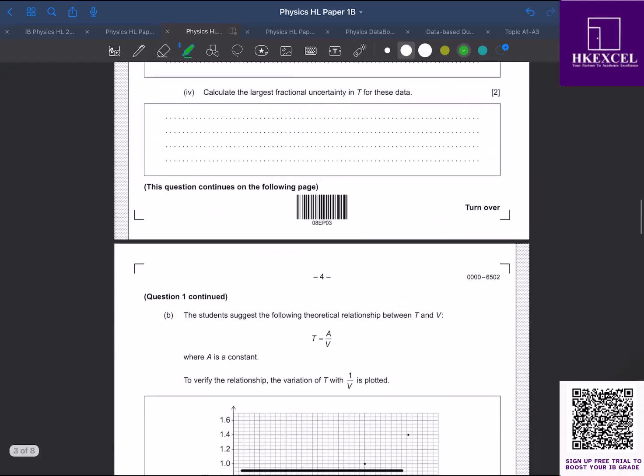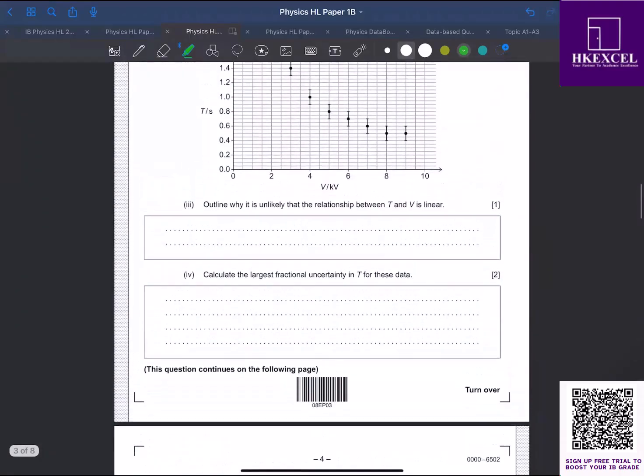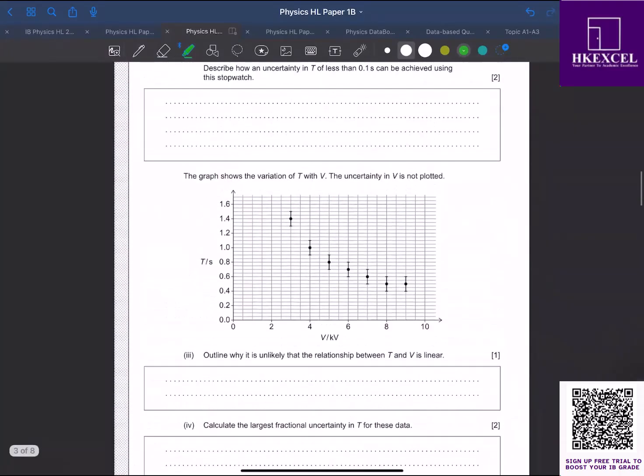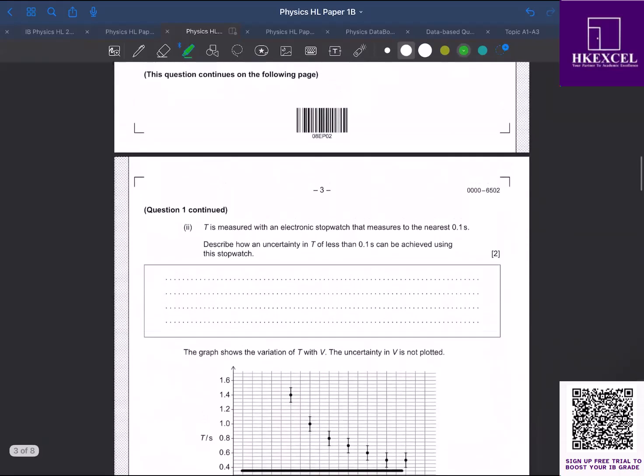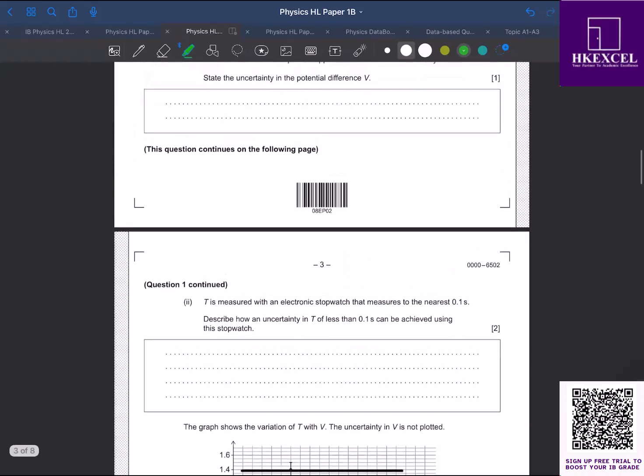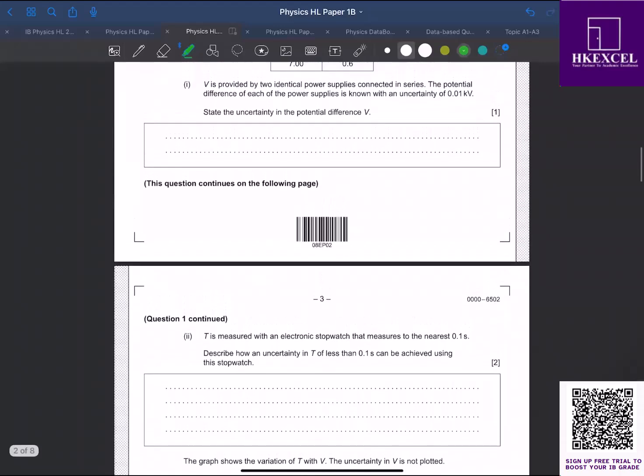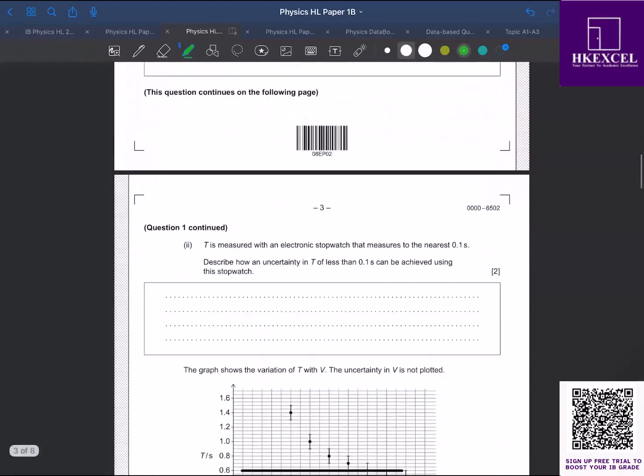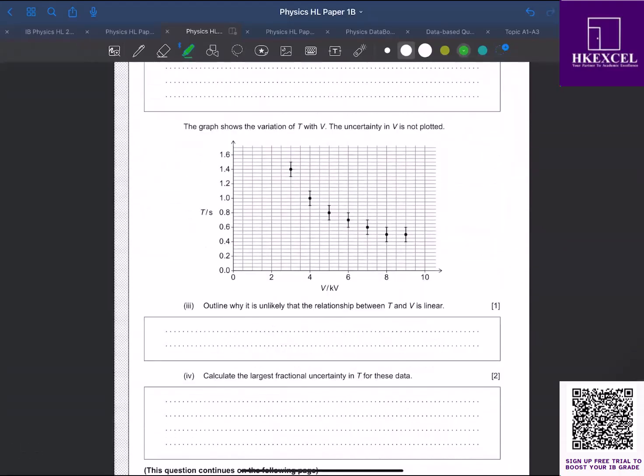First, read the data thoroughly. Whatever data is given, read the data thoroughly. Identify the variables, maybe note uncertainties. Check the units and see if there is any trend. For example, here you can see a clear trend. So read the data and the graphs thoroughly.